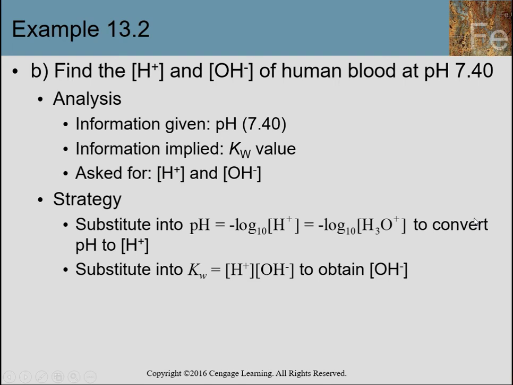Question number 2, find the hydrogen and hydroxide concentration of human blood at pH 7.4. So we have our information. We're going to use that pH equation again, and we're going to do it backwards. We're going to find out what the hydrogen ion concentration is, and then we're going to go backwards and use that first equation again.